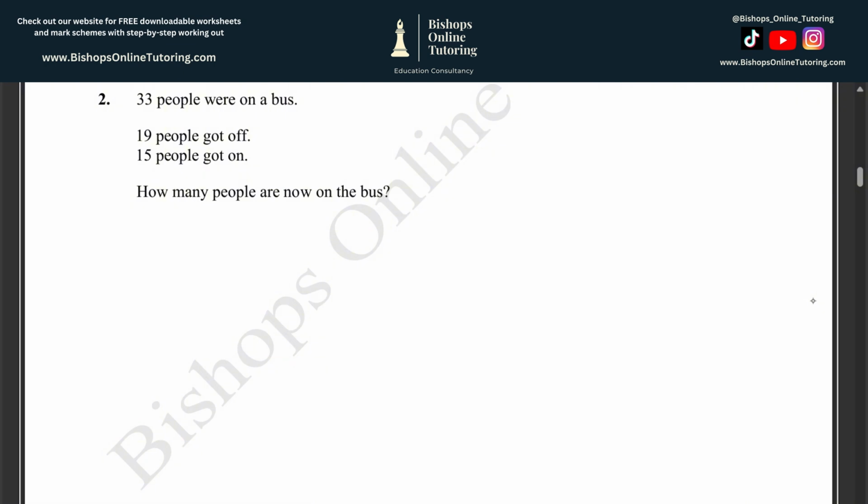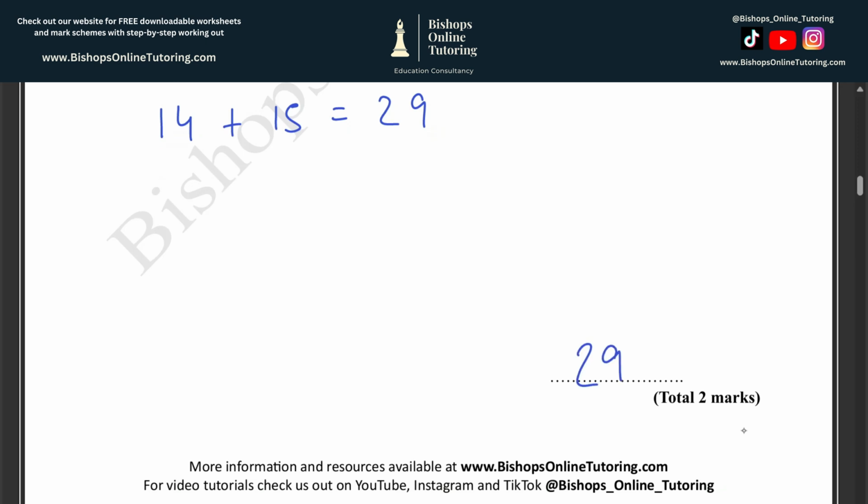So it's the same exact concept as what we did before. So we start off with the 33 people that are on the bus, and we take away 19 for the people that got off. So that gives us 14. And then 15 people got on. So we do 14 plus 15, which gives us 29. So 29 is our answer.